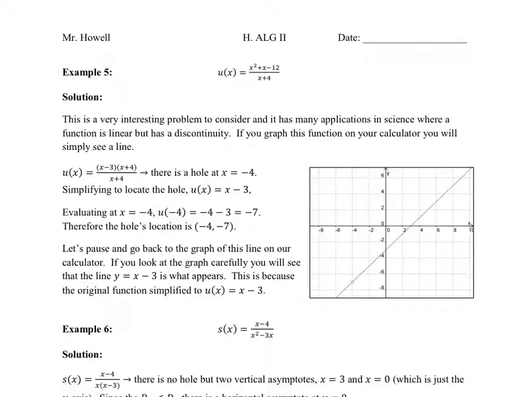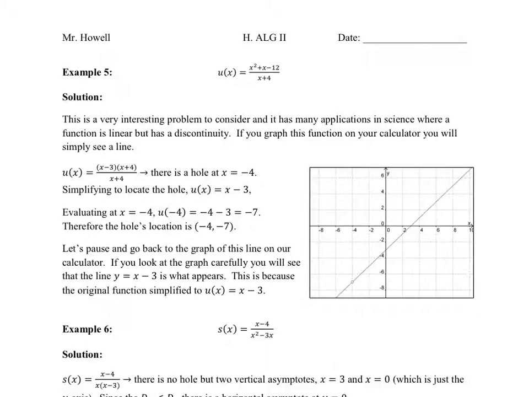Alright, so the hole's at negative 4, right? When you simplify that, the function just becomes y equals x minus 3, when you cancel the hole. Now, to find the location and the height of the hole, you plug the location into the simplified form. So you take the negative 4, which is the hole, and plug it into x minus 3. Negative 4 minus 3 gives you negative 7. So negative 4, comma negative 7 is the actual location and height of the hole.